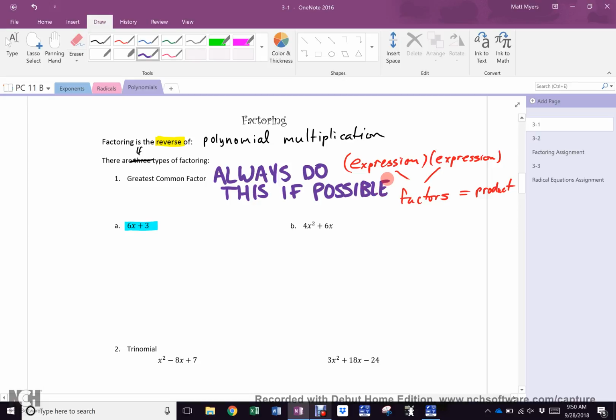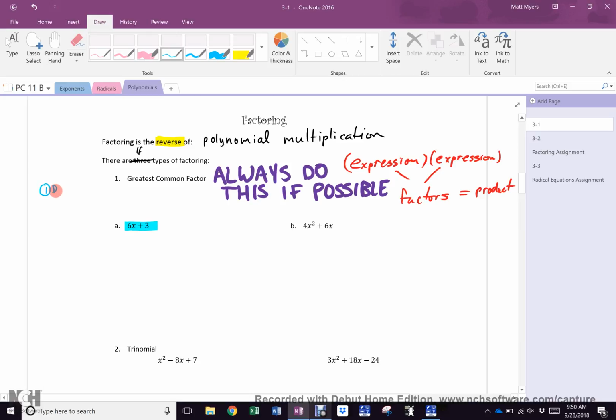If it's something that you should always do if possible, it means you need to check every single polynomial that you face and see if you can do the greatest common factor. Okay? All of you know how to do it. I'm going to quickly remind you, and I'm going to use light blue because it's fun and whimsical. The greatest common factor follows three steps.